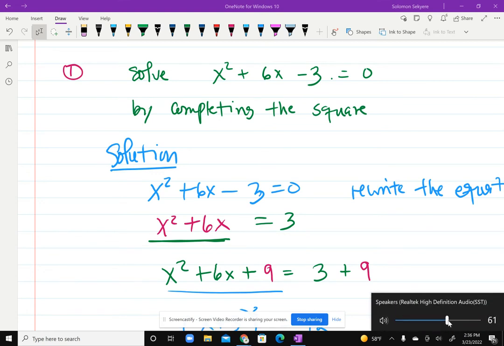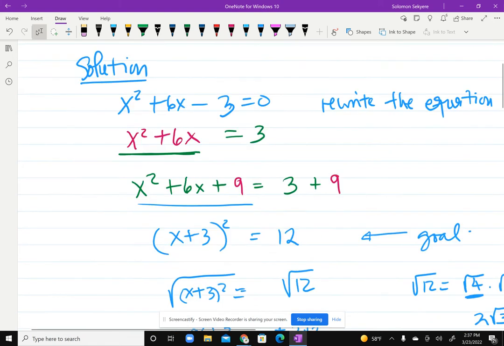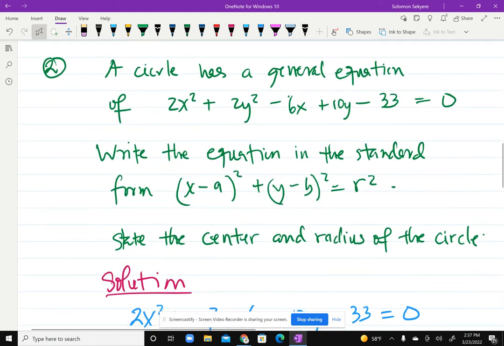Hello, in this video here we are going to do two things. First is to solve a quadratic equation by completing the square, and the second is to convert a circle from the general equation to the standard one.